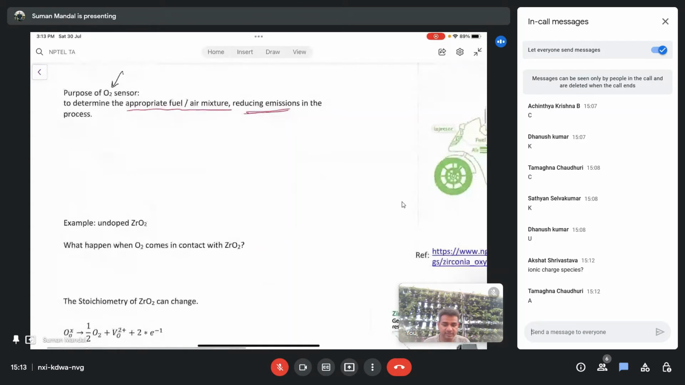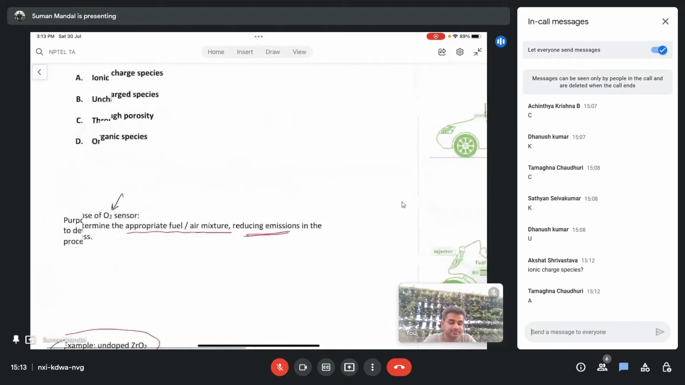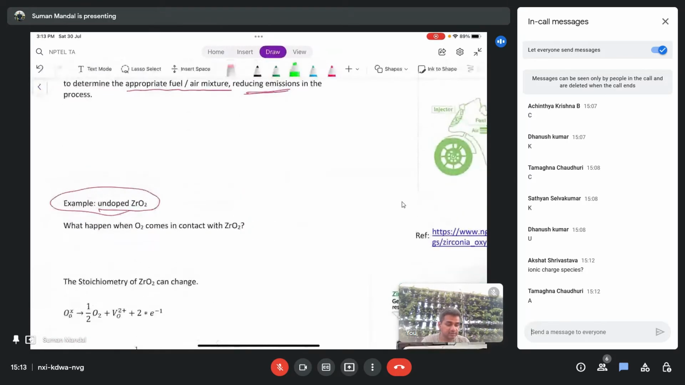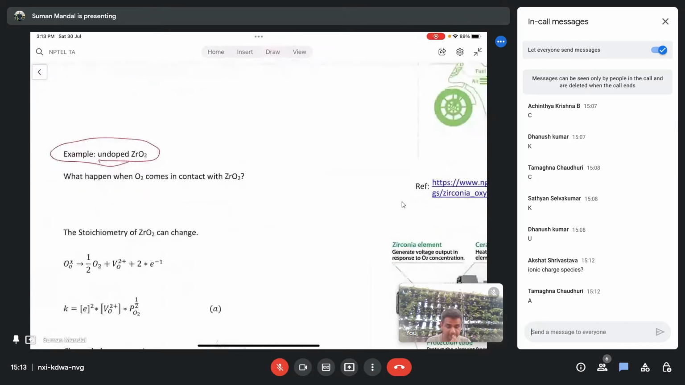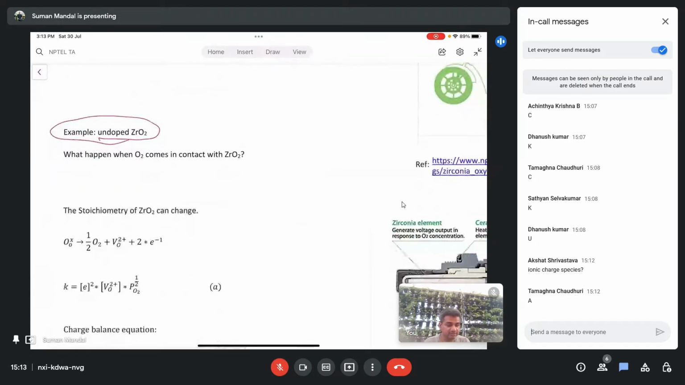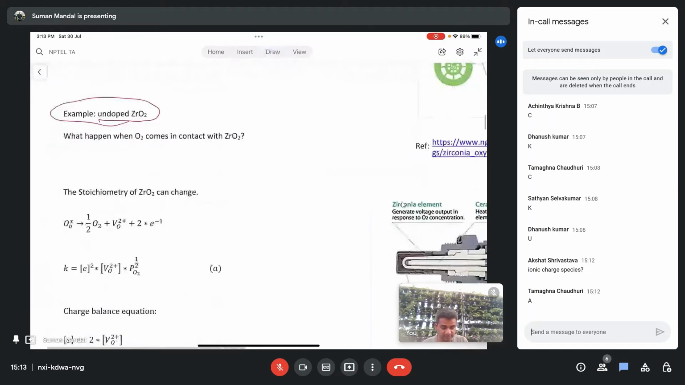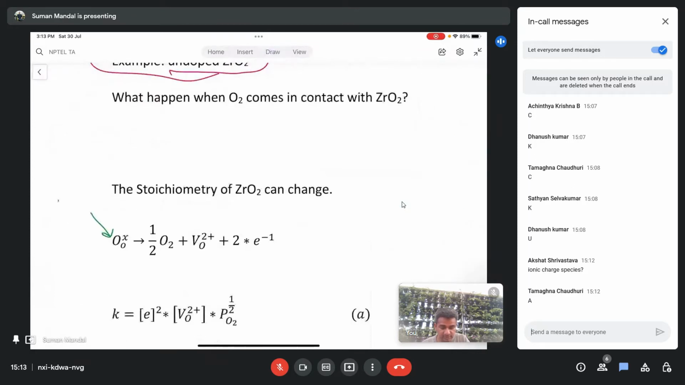So I'll take an example of an undoped zirconia for the understanding of the species which is responsible for sensing. So what happens when oxygen comes in contact with zirconia? You can write an equation like this. So this is what you have here: oxygen in the lattice, in the crystal of ZrO2.